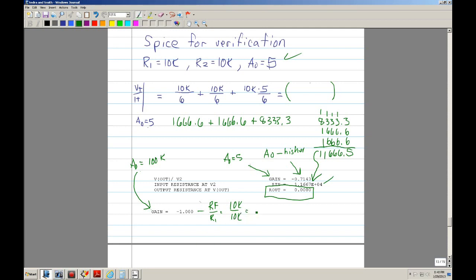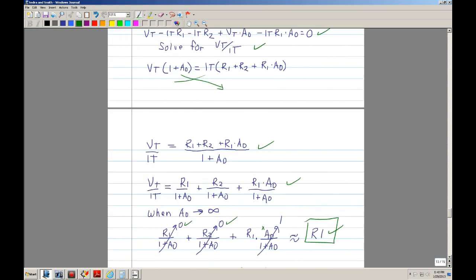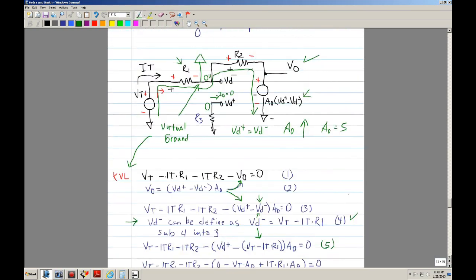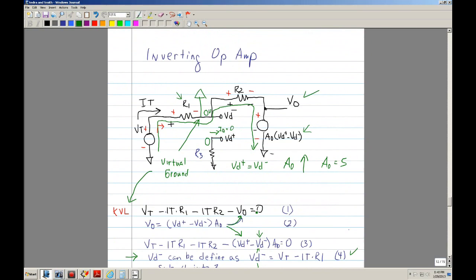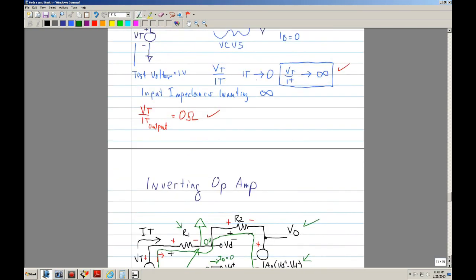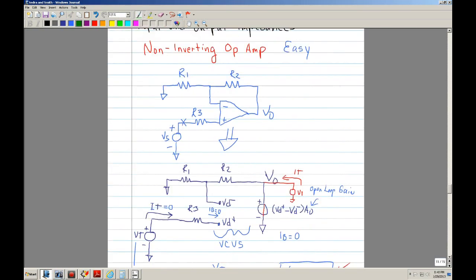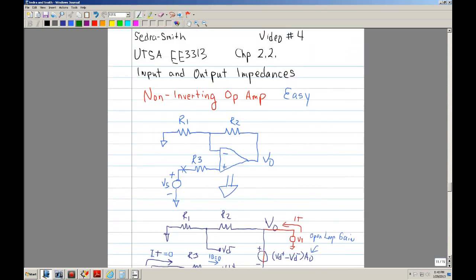So in a nutshell, that's the way you calculate the input impedance. And we did a rigorous proof. If you have this in the test or take-home test or exam or homework, you'll be able to derive it with no problem.